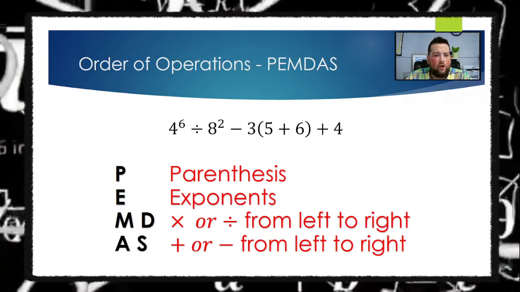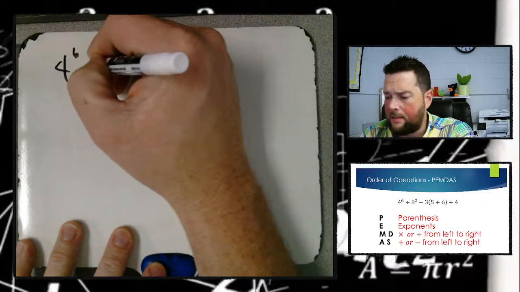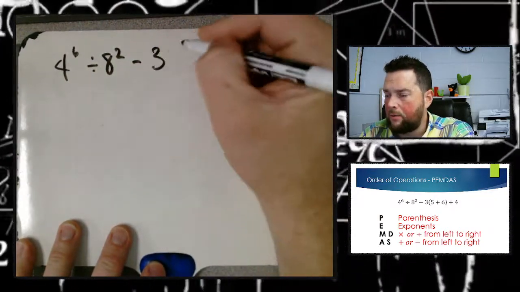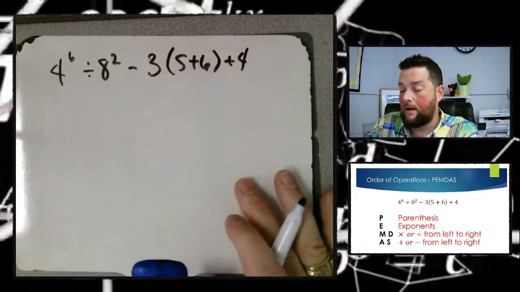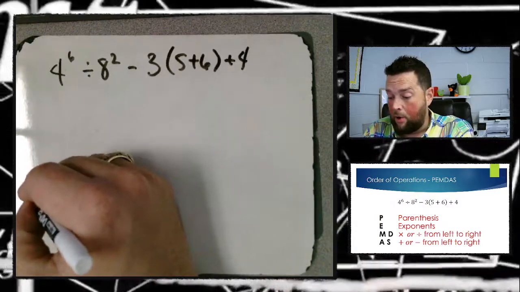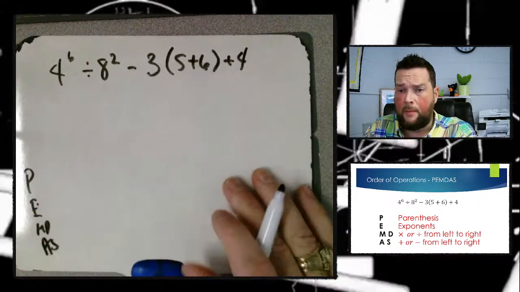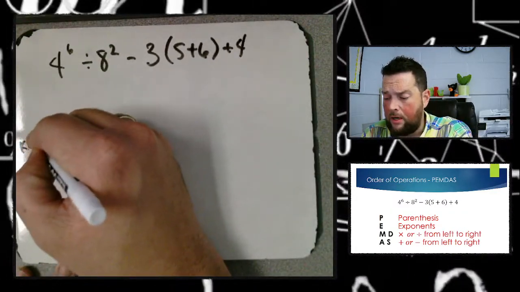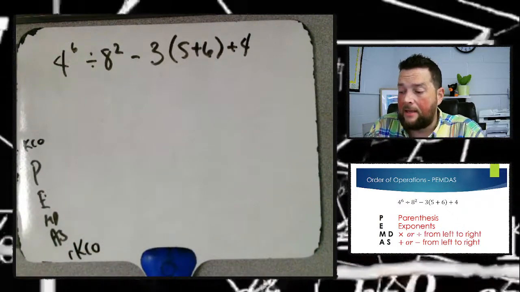All right, if you have tried it, we've got 4 to the power of 6 divided by 8 to the power of 2 minus 3 times 5 plus 6 plus 4. All right, here we go. I'm going to go ahead and write over here my order of operations. And if you're very familiar with me, you've watched my videos before, you know that I like to do keep change opposite at the beginning, and then I do reverse keep change opposite at the end.